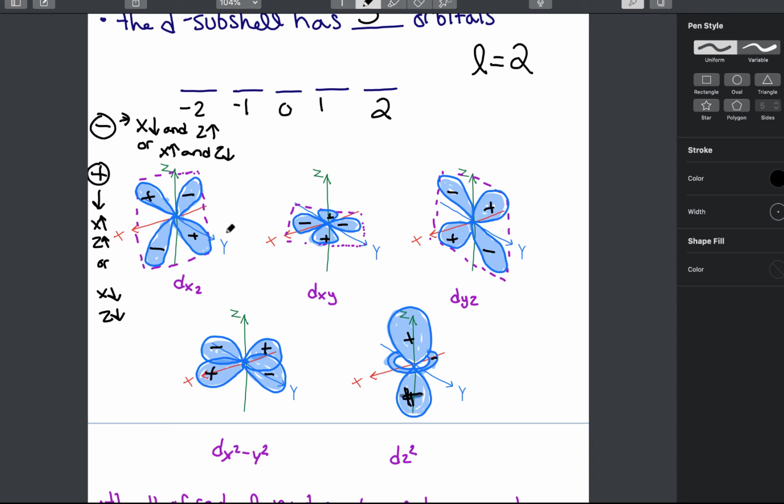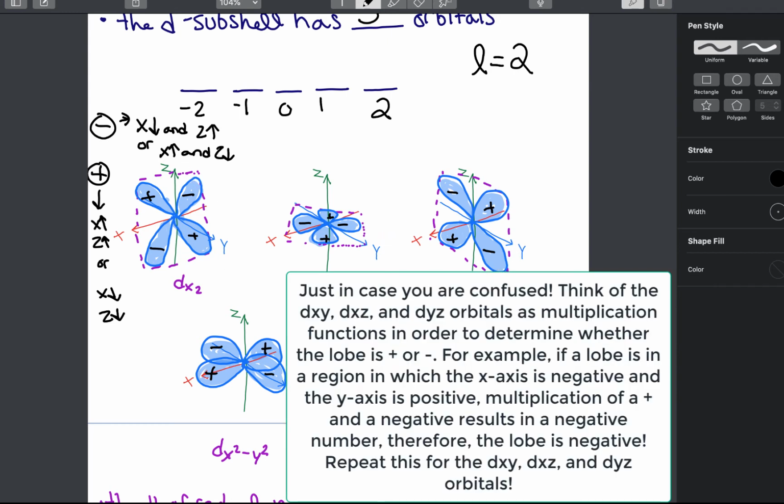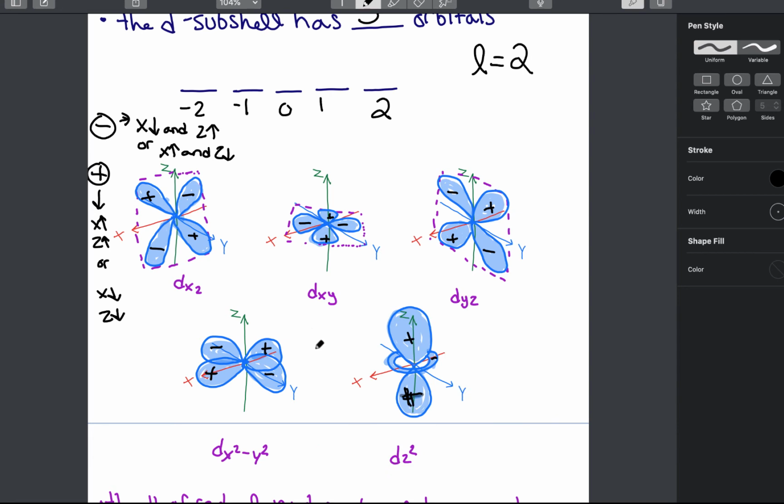So this general way in which you can determine whether a side is positive or negative can be applied to the other orbitals as well. So next, let's look at the dxy orbital. Here we have the xy plane, and the xy plane consists of both the x and y axis together. And you can see here that the dxy orbital lies along the xy plane.